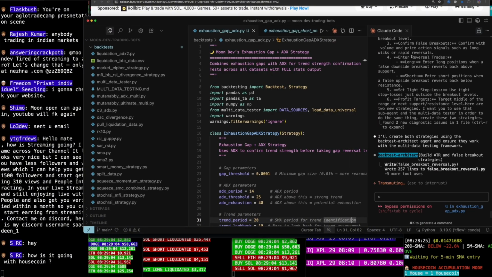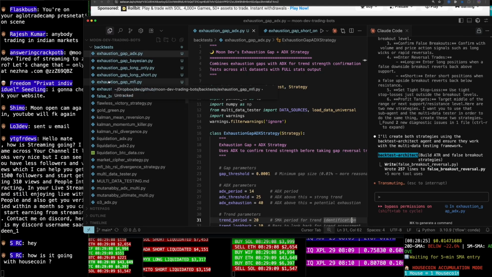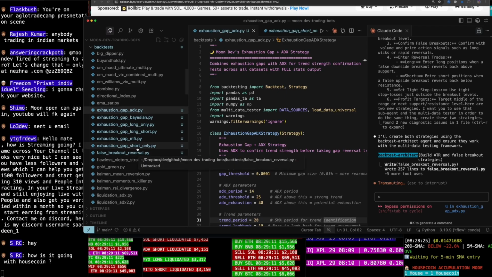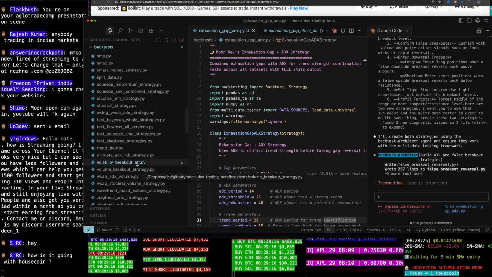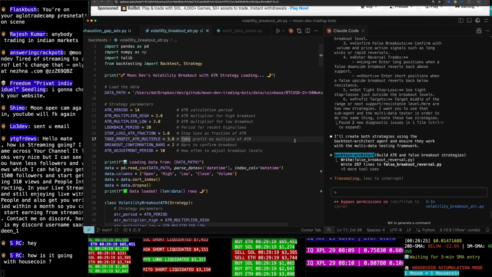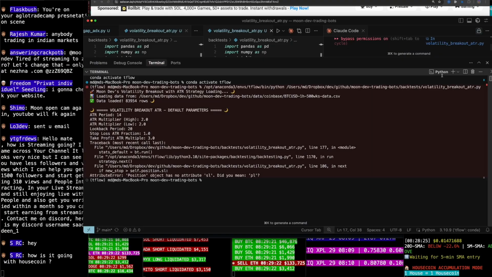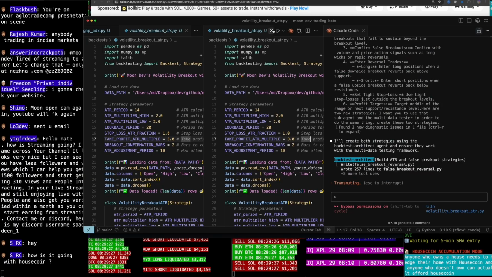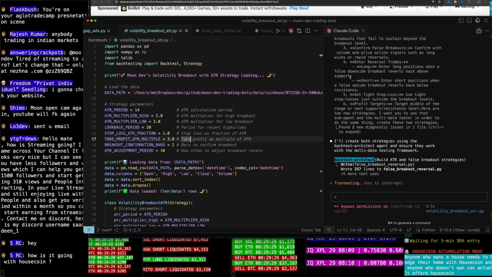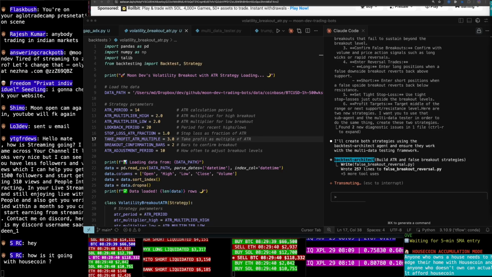I'll create both strategies using the backtest architect. So now it's building the other one, false breakout. It looks like it might be done with the first one. So here's the false breakout strategy. I'm looking for the other one though. Here it is, volatility breakout. We do have an error in the volatility breakout.